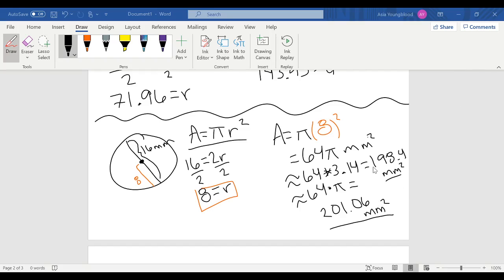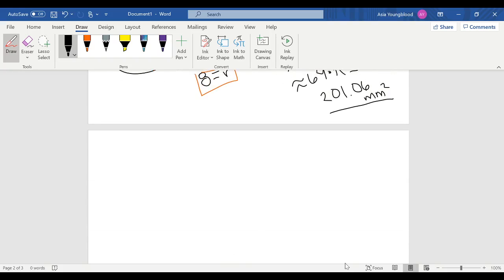I do want to update this. I don't know how I got this value when I typed it in my calculator, but I redid it and it was not 198. So I was like, that's kind of a big difference. This should have actually been 200.96 square millimeters. So it's still different, right? It's not exactly the same, but it's not as different. So that's the area. And now we're going to look at some of the problem sets.